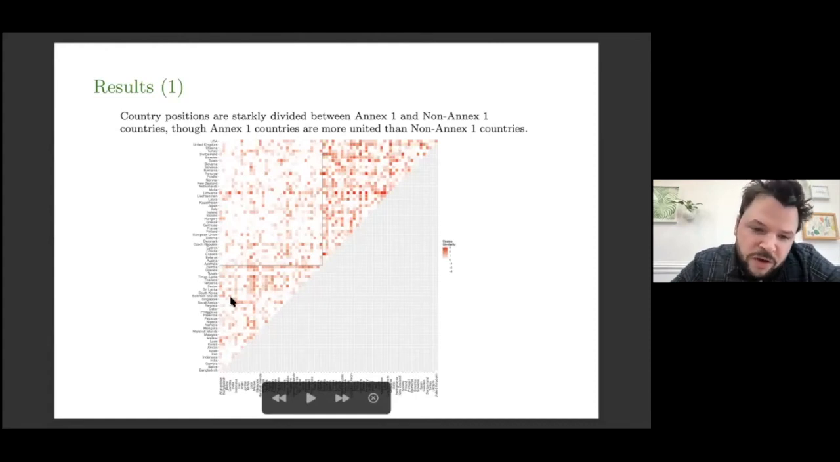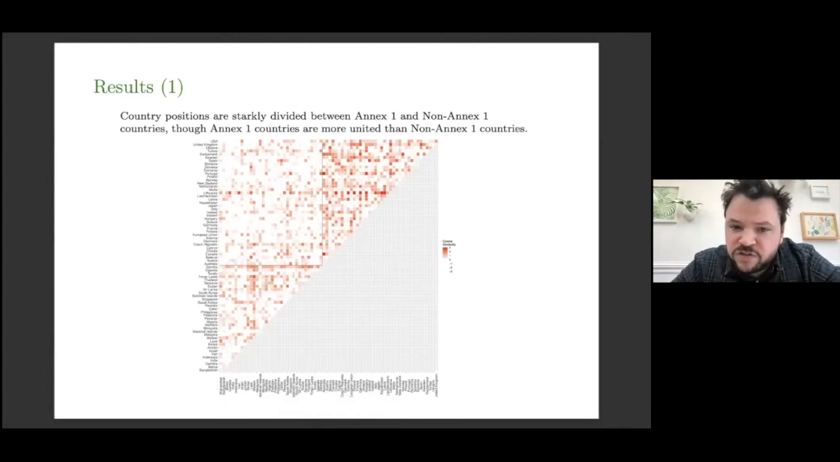Lower left triangle, that's the non-Annex 1 countries. We see not as high red as we do in the upper right corner, which is the Annex 1 countries, but we still see this divide here. All these scores are normalized, so they're roughly standard normally distributed.